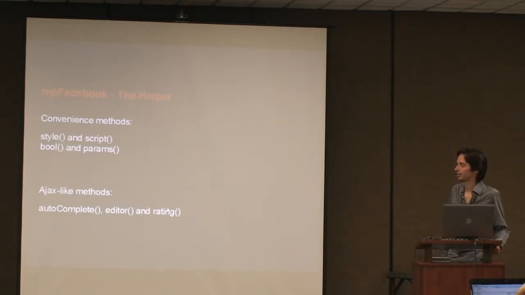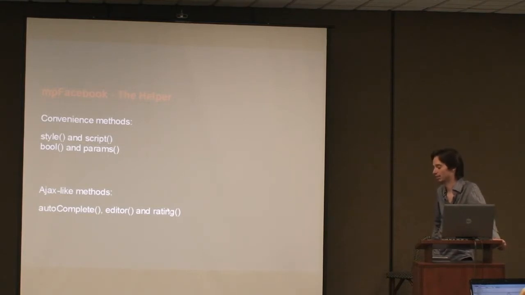I put some fluff in there. Three things: autocomplete, editor, and rating. Because AJAX is a little bit difficult to do in Facebook, and those were things that I needed right away, and things that we'll probably use in every application. So there's a helper and a component part. The component parts may disappear because they don't do all that much, and they kind of get away from the clean logic. But the helper methods will probably stay in there. What they do is create the divs for an autocomplete, an edit in place, and a star rating system.